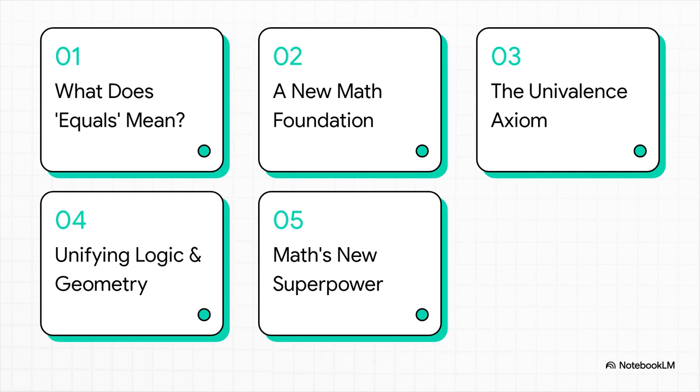First, we're going to start with a question that seems almost too simple. What does the equal sign really mean? Then, we'll get to know the visionary mathematician who kicked all of this off. After that, we'll unpack the core, kind of mind-bending idea. It's called the univalence axiom. We'll see how it connects completely different areas of math, and finally, we'll get to the big payoff: why this super abstract concept is actually a new superpower for math and computer science.